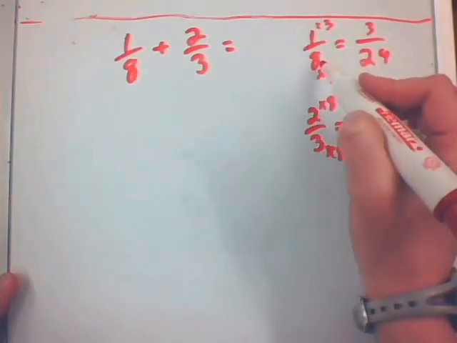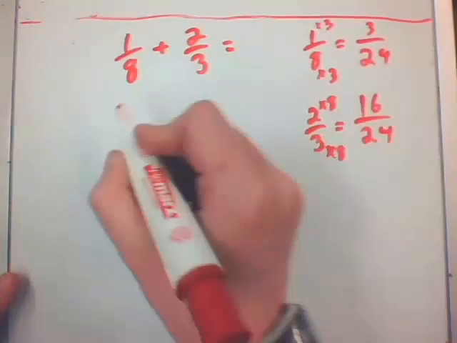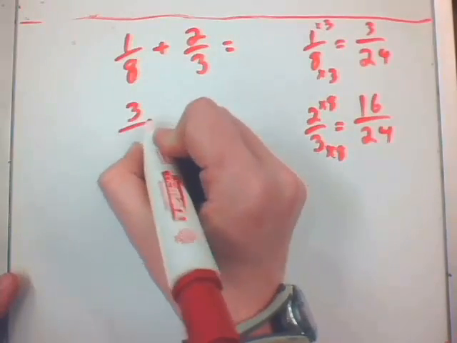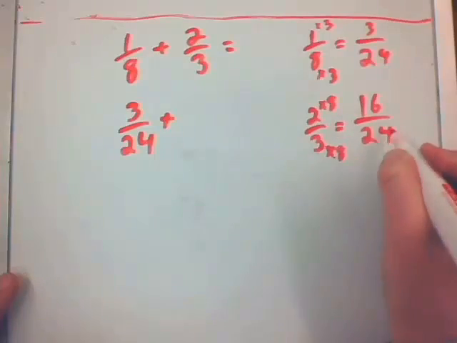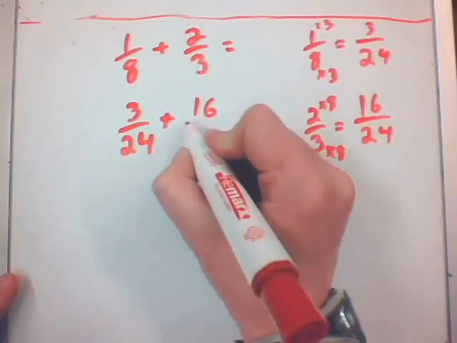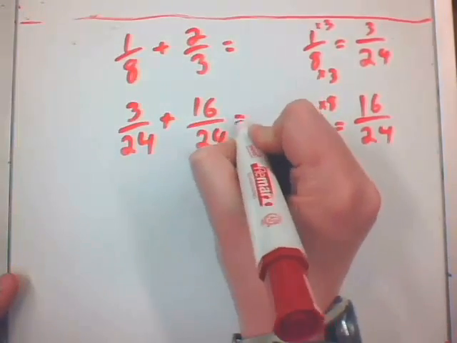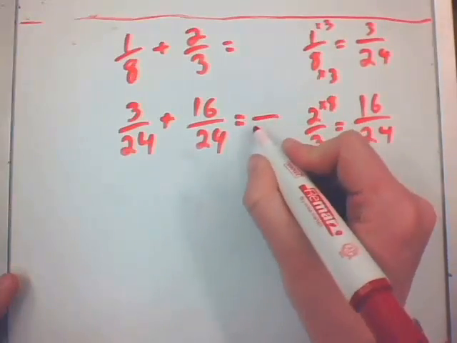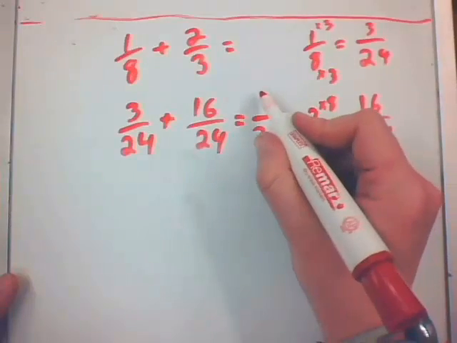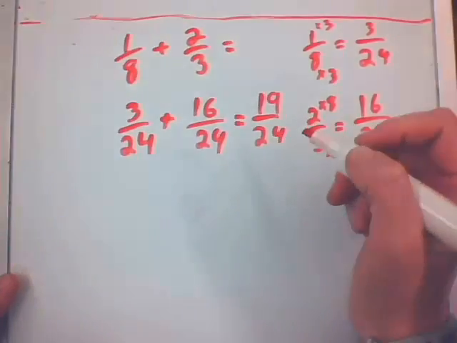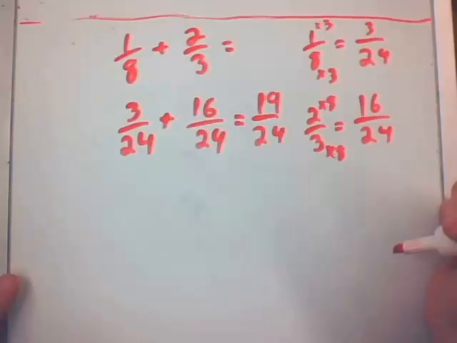So now I have these two equivalent fractions that I can now use in my problem. So since 1 over 8 is equal to 3 over 24, I substitute that in. 3 over 24. And 2 over 3 is equal to 16 over 24. I substitute that in. Then I keep my denominator the same, and I add the tops. 16 plus 3, 19 over 24 is the answer.